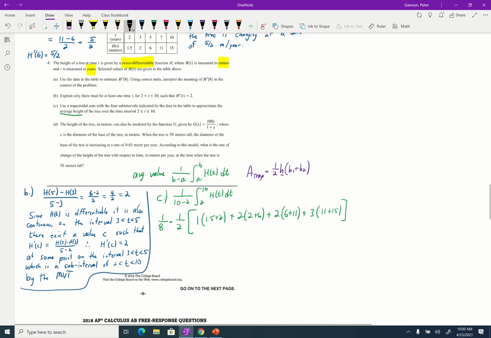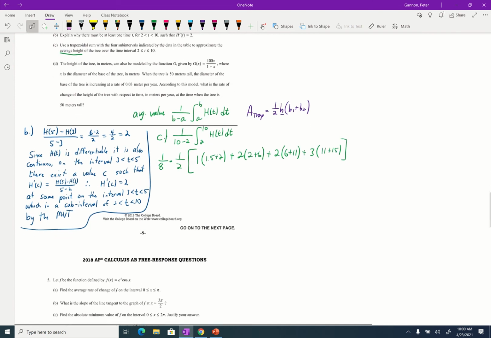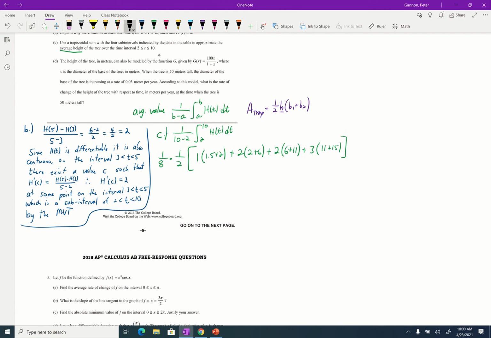All right, at that point, you've really found the trapezoidal Riemann sum, and if you left it like that, you would get full credit on the exam because you don't have to finish arithmetic. But I'm going to go ahead and finish this. So we have 1 over 16, and then in parentheses, 1.5 plus 2, that's going to be 3.5, plus 8 times 2, that's 16. 17 times 2, that's 34. And then 26 times 3, that's 78.